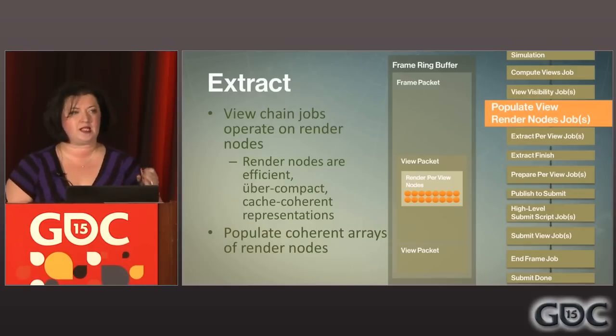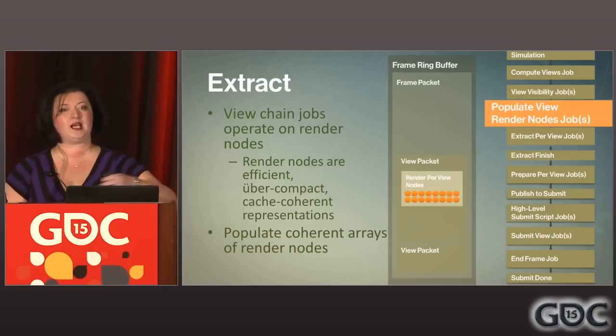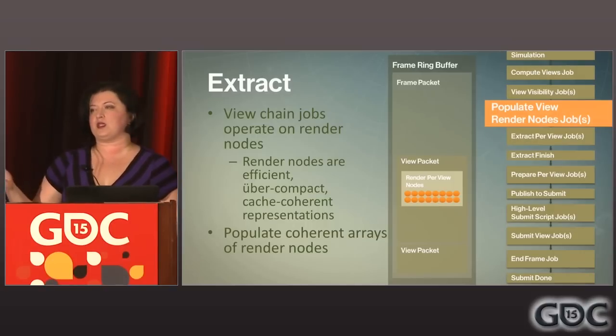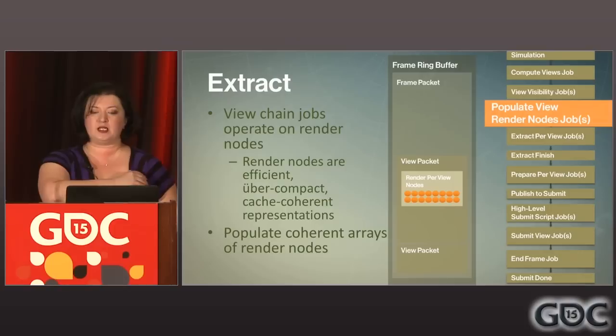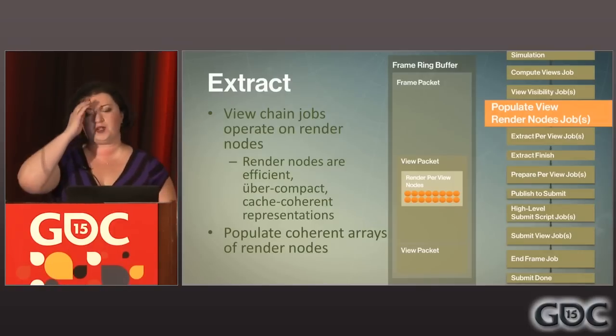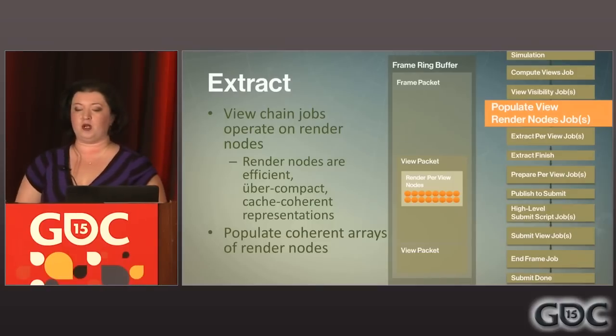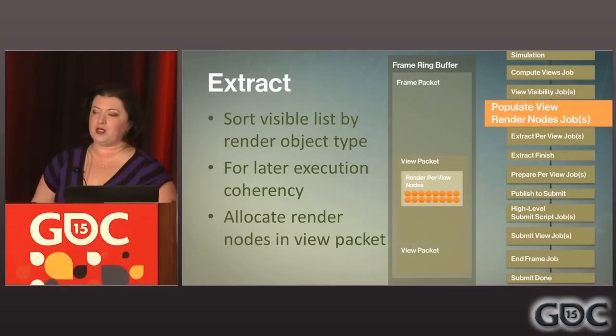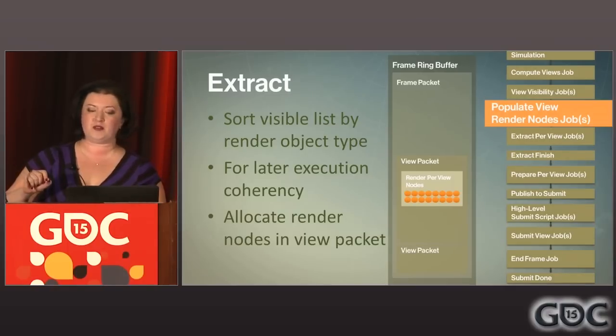Essentially, this is the job that sets up cache-coherent arrays that the entire pipeline will operate on throughout its execution. We call those elements render nodes. This is the efficient representation that is very small and very cache-friendly, and from that point onward, that's what we're using.